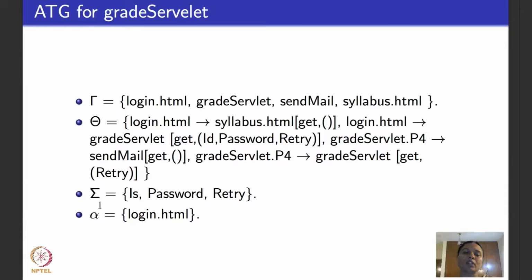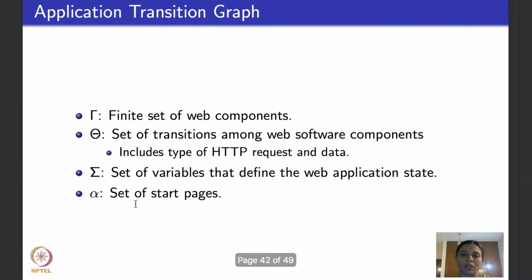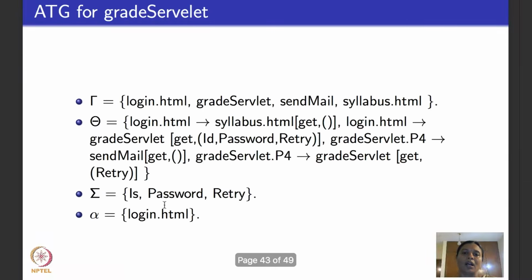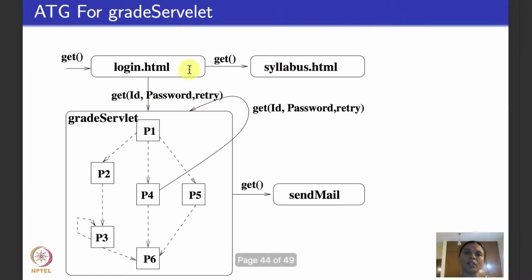And what is the set of actions? Set of actions or the variables which define are what is the ID, this should be ID, not IS, ID, name, password and the number of retries. The beginning page is the login.html page. So here is how the ATG graph looks like.